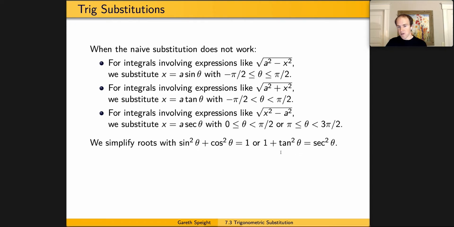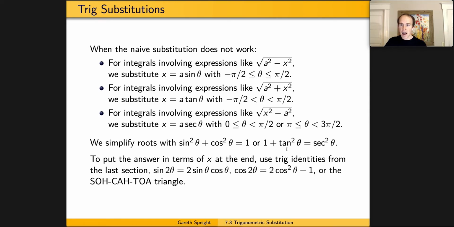Sine squared plus cosine squared equals 1, or 1 plus tan squared equals secant squared. Or if we rearrange this, secant squared minus 1 equals tangent squared is going to be used in the third one, but it's the same identity, just rearranged. And the point of this was that it gives us an easier integral in terms of trig functions that we can actually do.